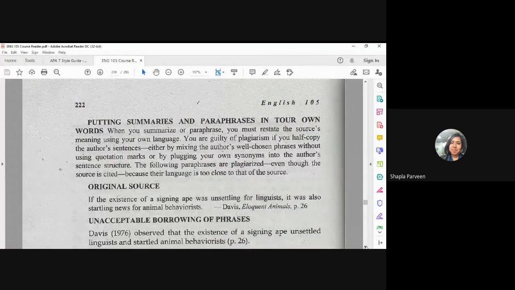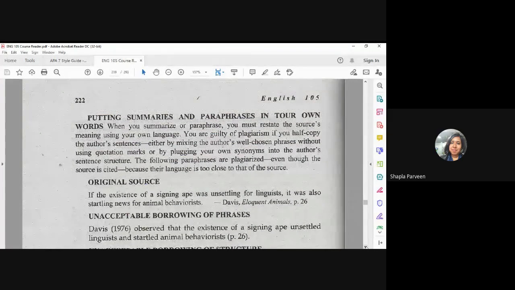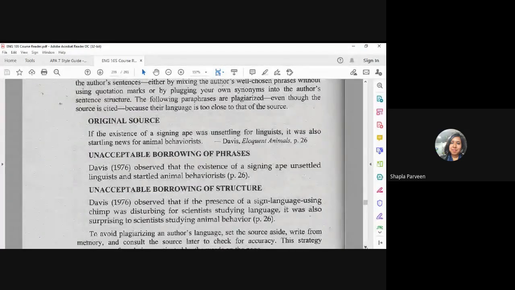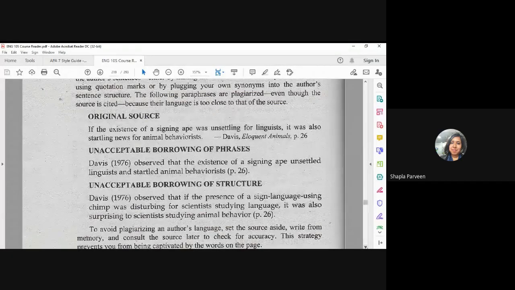So here is an example of paraphrasing and summarizing as I have mentioned. Now, maybe you should go through this example as well. Unacceptable borrowing of phrases. So as I said, paraphrasing is not that easy. It does require a lot of practice. Here, why are these unacceptable versions? You can see the difference. So here's the original source.